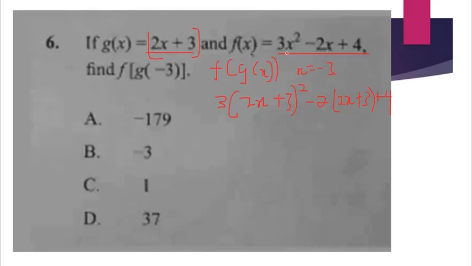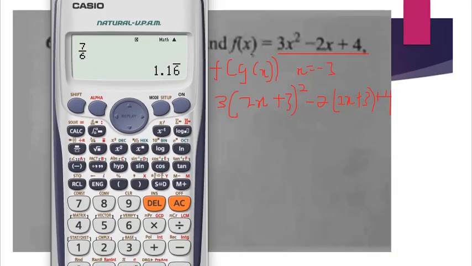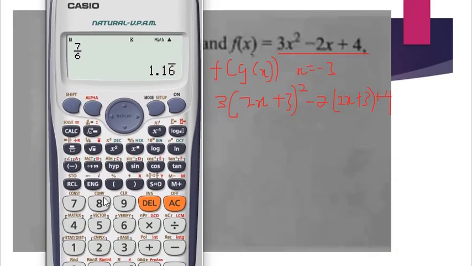Whenever you see x in f of x, you just replace it with the expression g of x. But here we could notice that we've been given the x value to be minus 3. So instead of just solving this manually, you could just use your calculator to arrive at the answer. So let's do that.